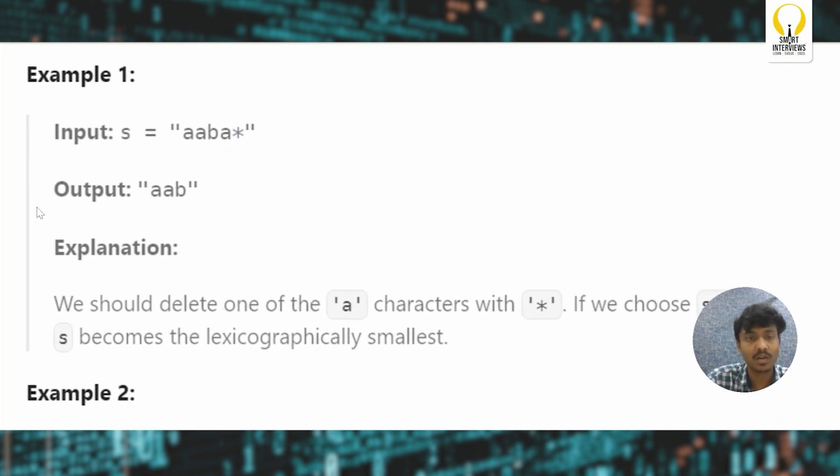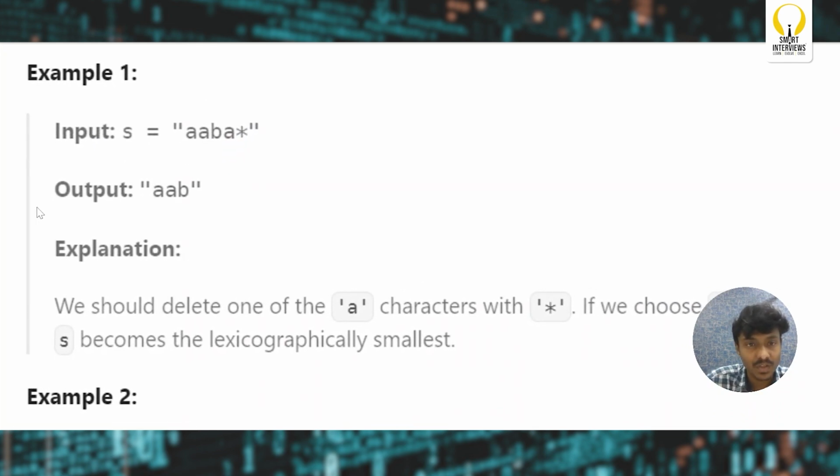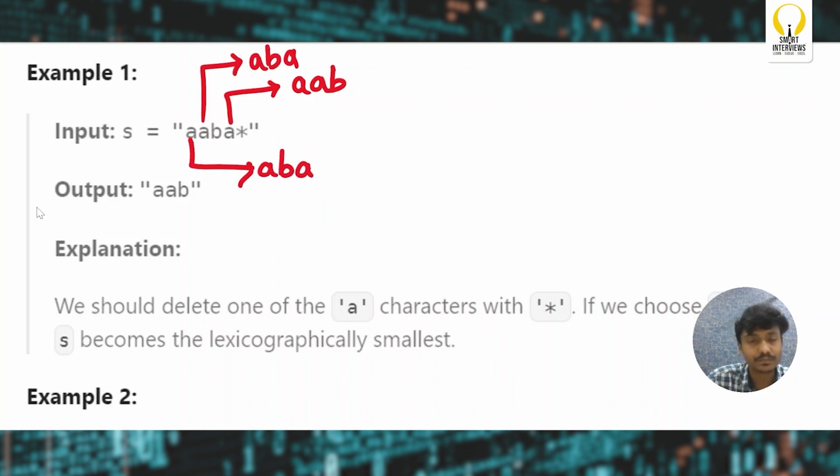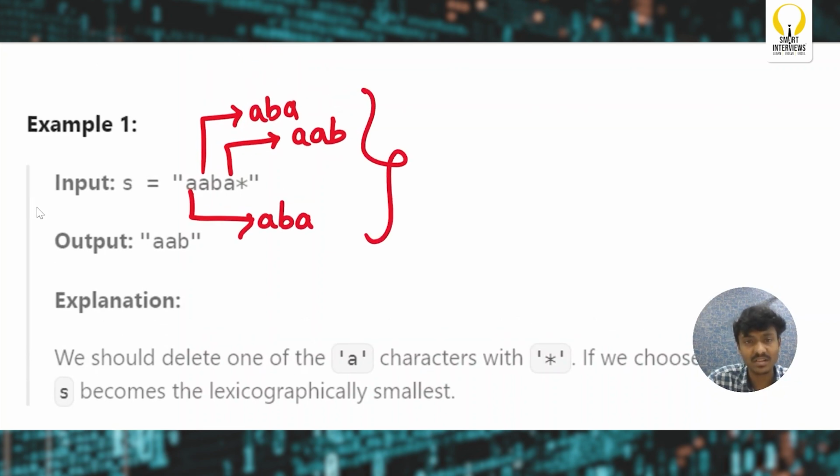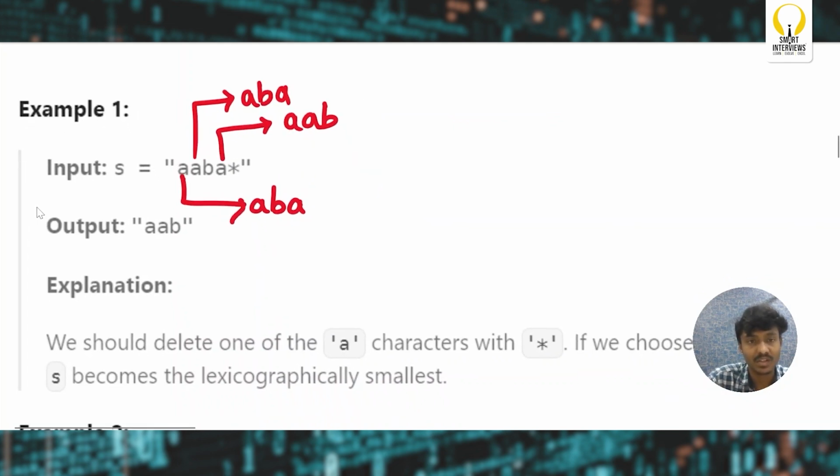So first of all, what are all the possibilities I have here? For this star, to remove the lexicographically smallest character, we have 3 choices. If we go with this choice, what is the string that I get? I'm going to get AAB, which is the lexicographically smallest. Now if I remove this A, I'm going to get ABA. Now if I remove this, I'm going to get ABA. Out of all these combinations, this will give us the lexicographically smallest possible string.